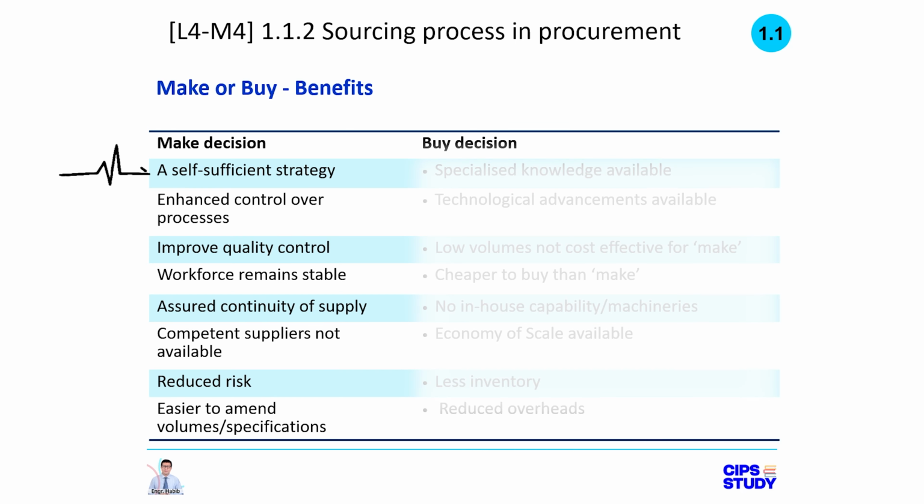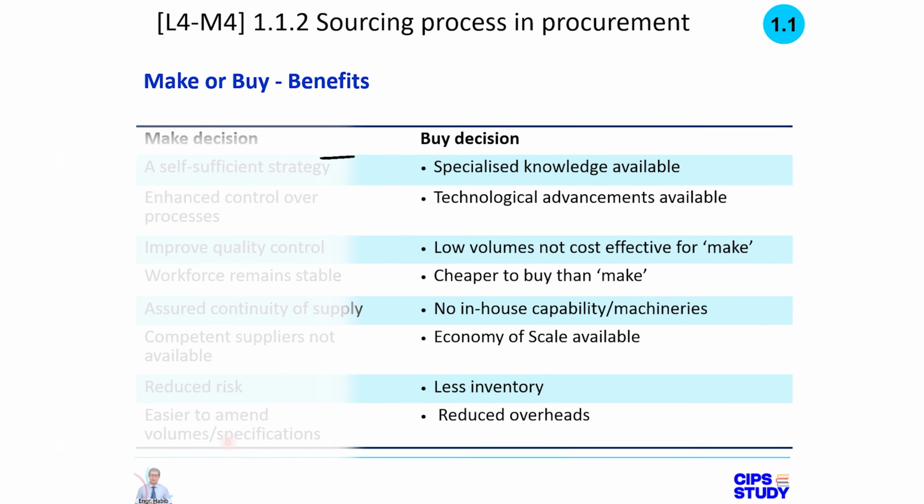The benefit is that you have a self-sufficient strategy. No one understands your strategy, no one can conflict with your strategy. This is one good point. Another is enhanced control over processes. If you are making the product, then your control over the processes or production is remarkable, because you can take any decision anytime. Improved quality control, workforce remains stable, assured continuity of supply. If everything is fully on your side, then obviously the continuity of supply depends on you. Another is easier to amend volumes and specification.